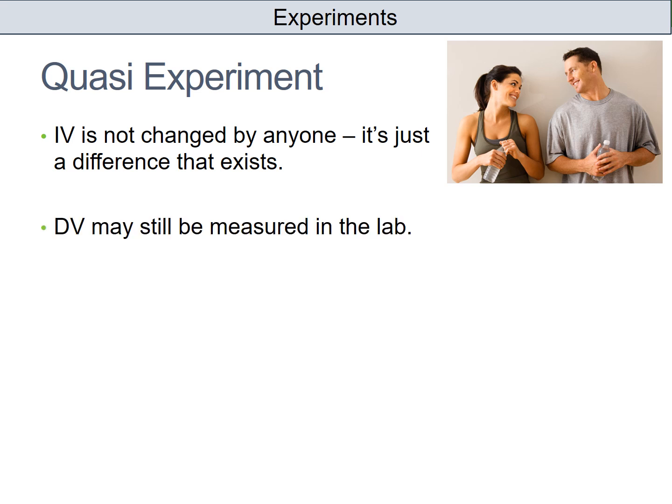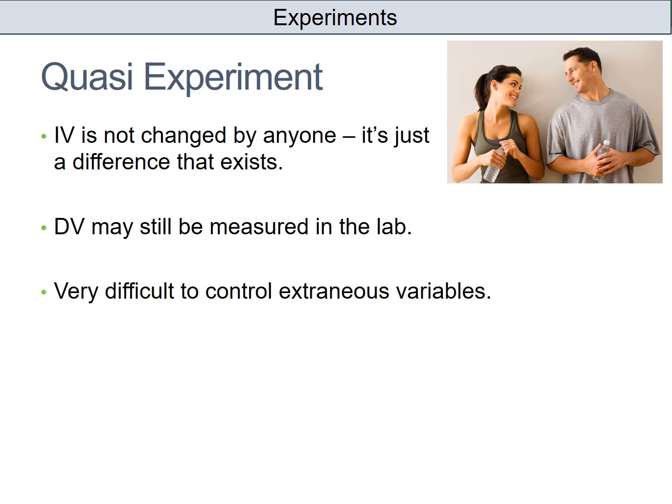So as with a natural experiment, the dependent variable may still be measured in a lab, and as with a natural experiment, it's very difficult to control extraneous variables, and behaviour may not be natural if participants know they're being studied.